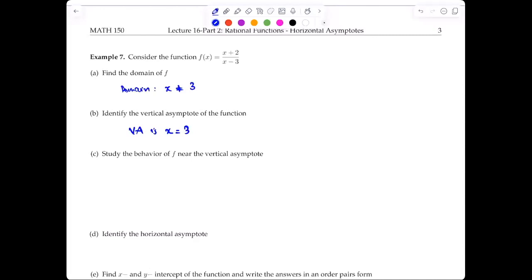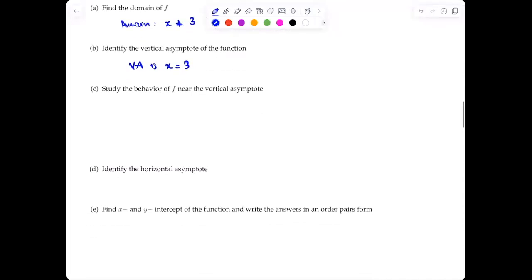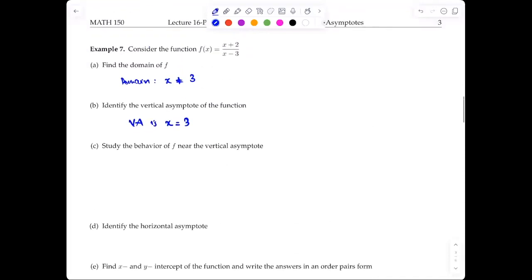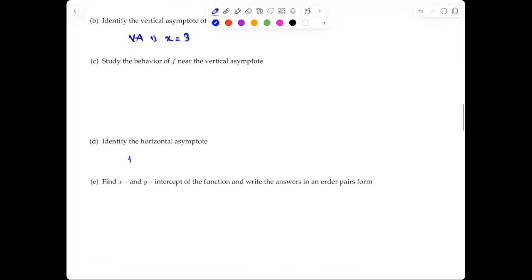All right, I'm gonna skip C for now. I'm going to go back after D and E because we're on the topic of finding the horizontal asymptote. So let's do that first. So for the horizontal asymptote, you look at the function again, look at the degree of the polynomial functions on the numerator and the denominator. And you see that they are equal to one another. So therefore, the horizontal asymptote is y equal to 1 over 1 equal to 1.